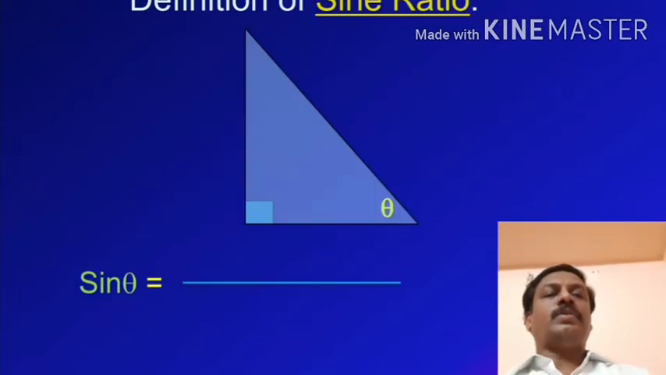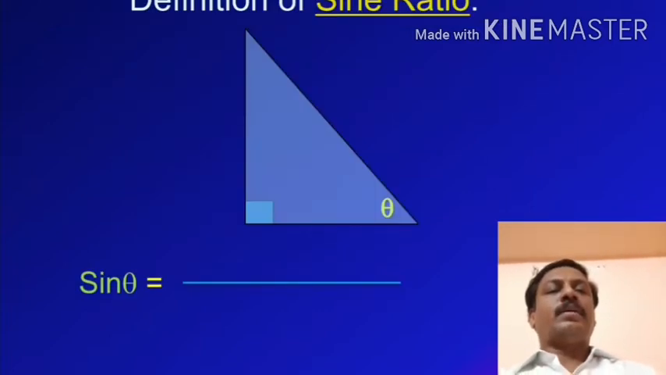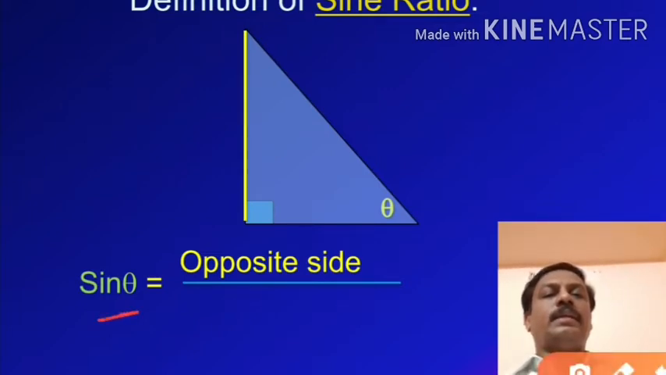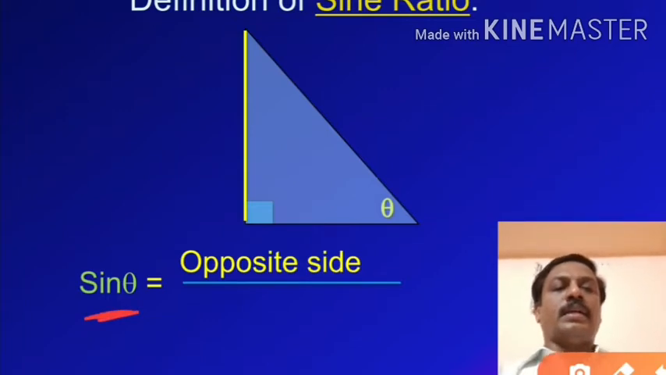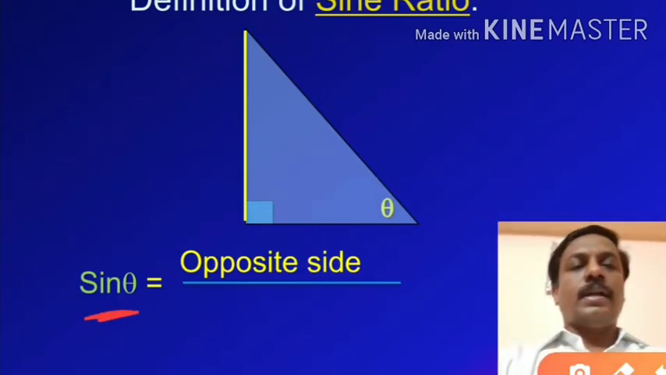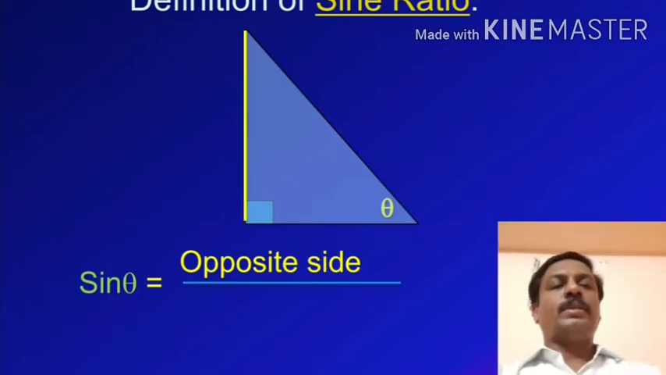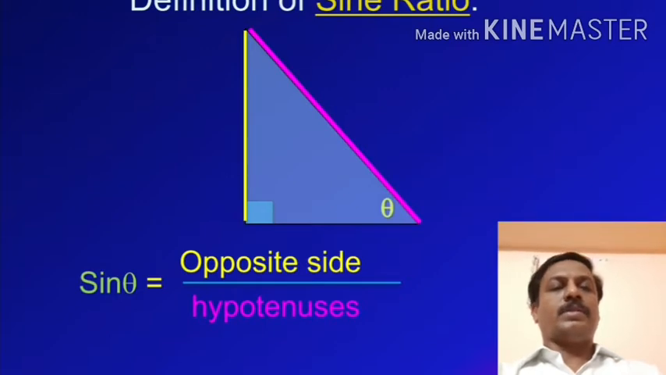So the sine ratio is defined as it is the ratio of opposite to the hypotenuse. The ratio of the opposite side to the hypotenuse is called sine. Okay, so in short form we write it as sin. Don't read it as sin theta. We should read it as sine theta. So sine theta is defined as the ratio of opposite and hypotenuse.